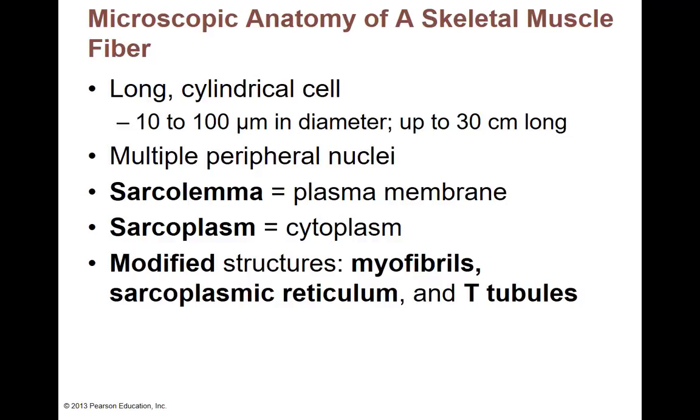So, some basics of a skeletal muscle fiber. Muscle fibers, again, are muscle cells. They are really long cylindrical cells, somewhere between 10 and 100 micrometers in diameter. They're not very wide. However, they can be up to 30 centimeters long. One muscle cell, one muscle fiber, runs the entire length of the muscle.